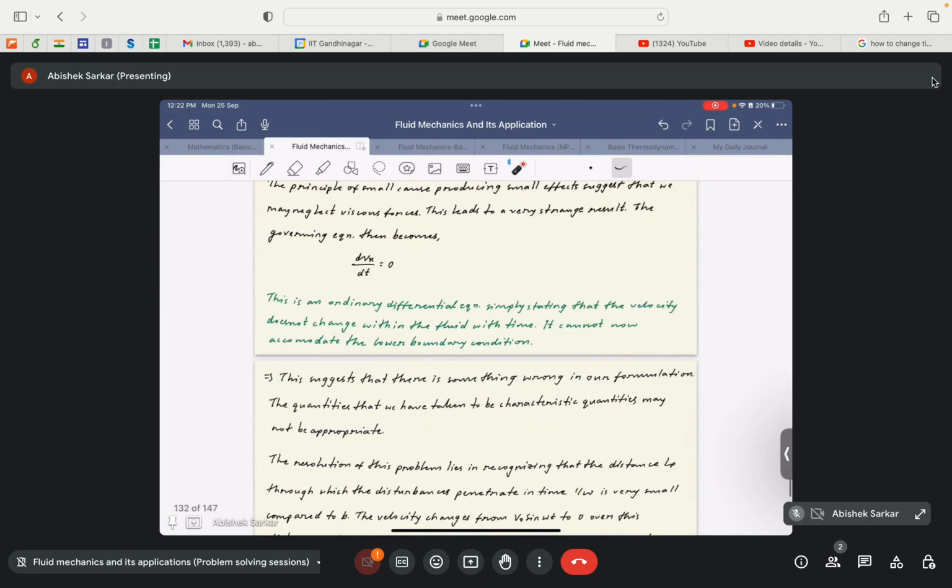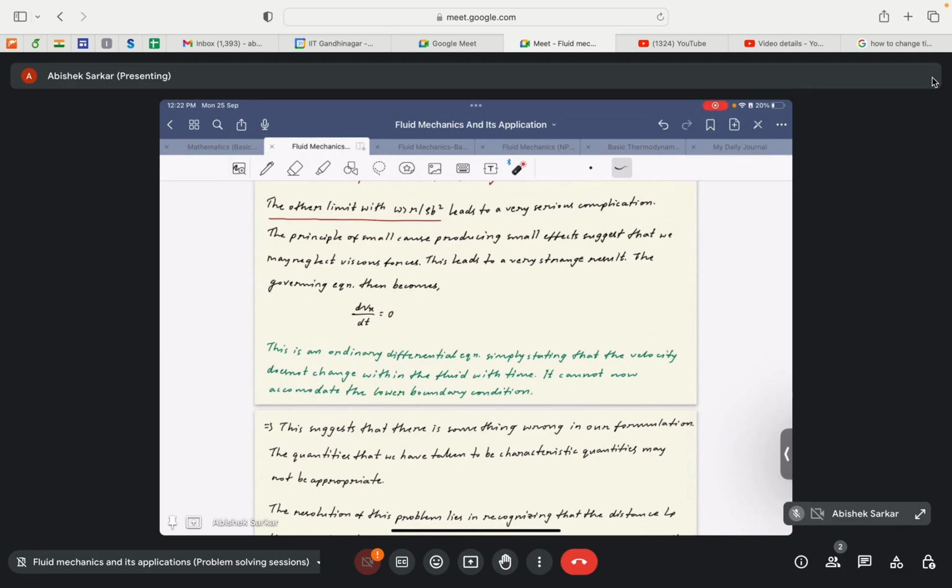Since the viscous force term will be neglected, we will be left with this equation: dvx by dt is equal to 0. What this equation signifies is that there is no variation in the velocity component with respect to time, which is not the case. This equation is not able to capture the essence of the problem, because we already know that the velocity profile is a function of time, and one of the boundaries has a velocity that is varying with time. So this equation is essentially wrong.